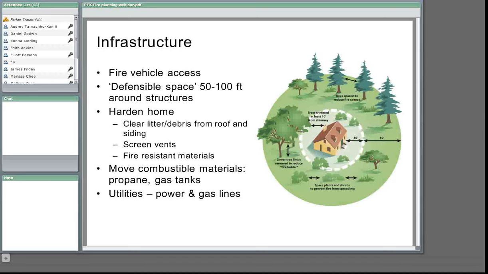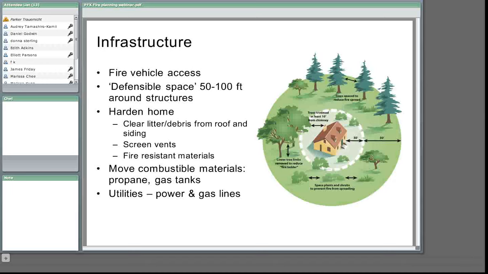And there are lots of things that you can do as far as construction is concerned to harden your homes. One of the big ones is clearing litter and debris from roof and siding, putting screens over your vents, and using fire resistant materials for roofing. It's been shown that the majority of structures consumed during wildfires are lost from embers landing on the structure. So it's not direct contact where the fire actually moves up, it's from embers flying in. These things can make a pretty big difference when it comes to saving infrastructure. And make sure you remove combustible materials like propane and gas tanks. Don't have them under the structures or out on lanais or your deck.